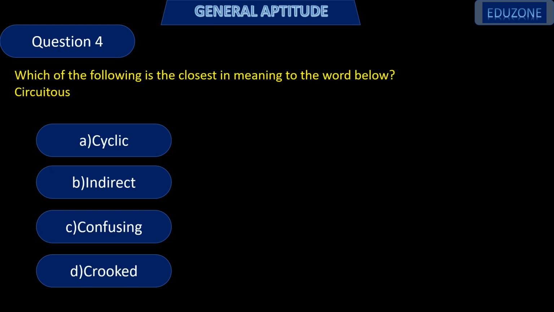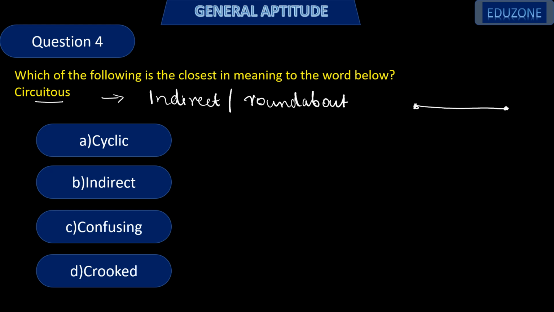Which of the following is closest in meaning to the word below? Circuitous. What is the meaning of circuitous? Circuitous means indirect or roundabout. That is going from one point to another, not in a direct path but through an indirect path, or explaining something in a complicated way. For example, his explanation was so circuitous that no one understood the point. So circuitous means indirect.